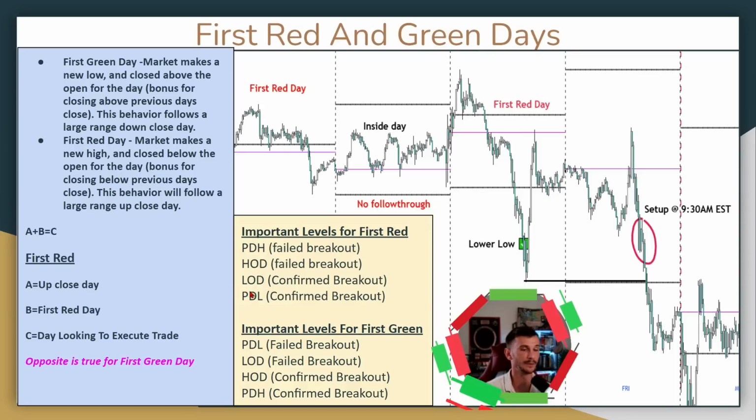High of day, low of day, previous day's low. For screen date, looking at the previous day's low, low of day, high of day, previous day's high. And I'm looking for what kind of a condition at those levels. So if I had a first red day that goes back to the previous day's high, I would be looking for it to break out and fail.